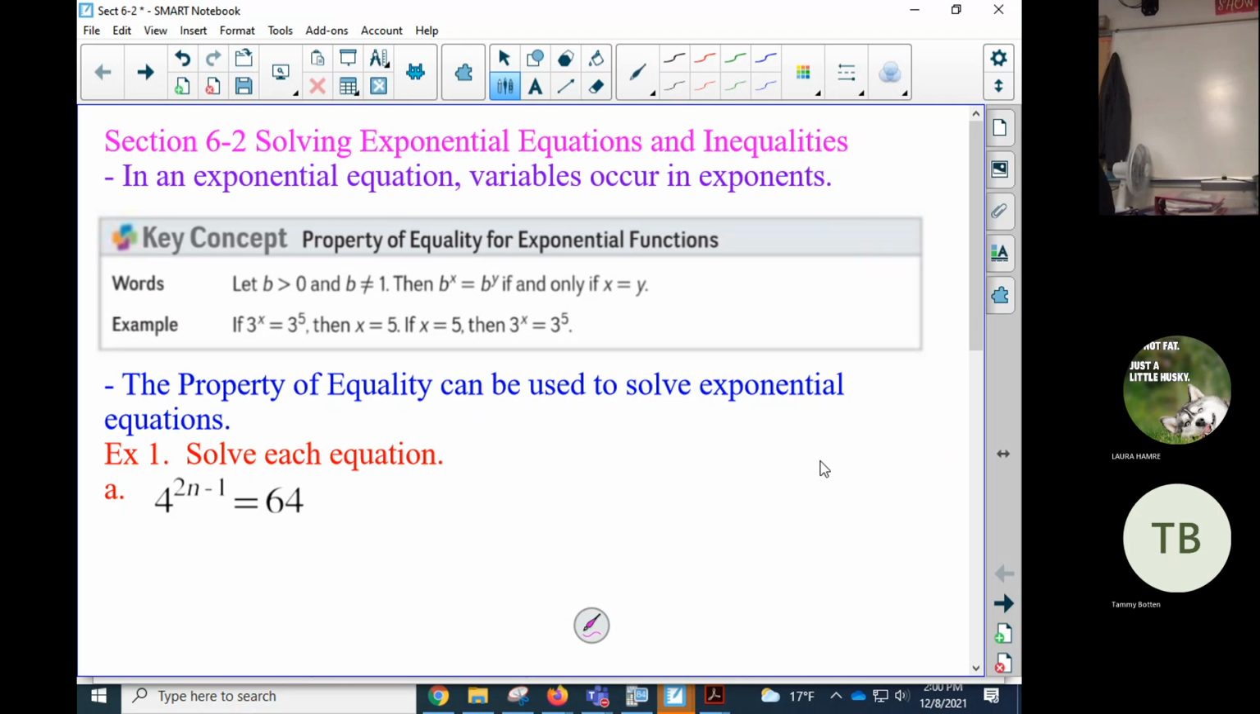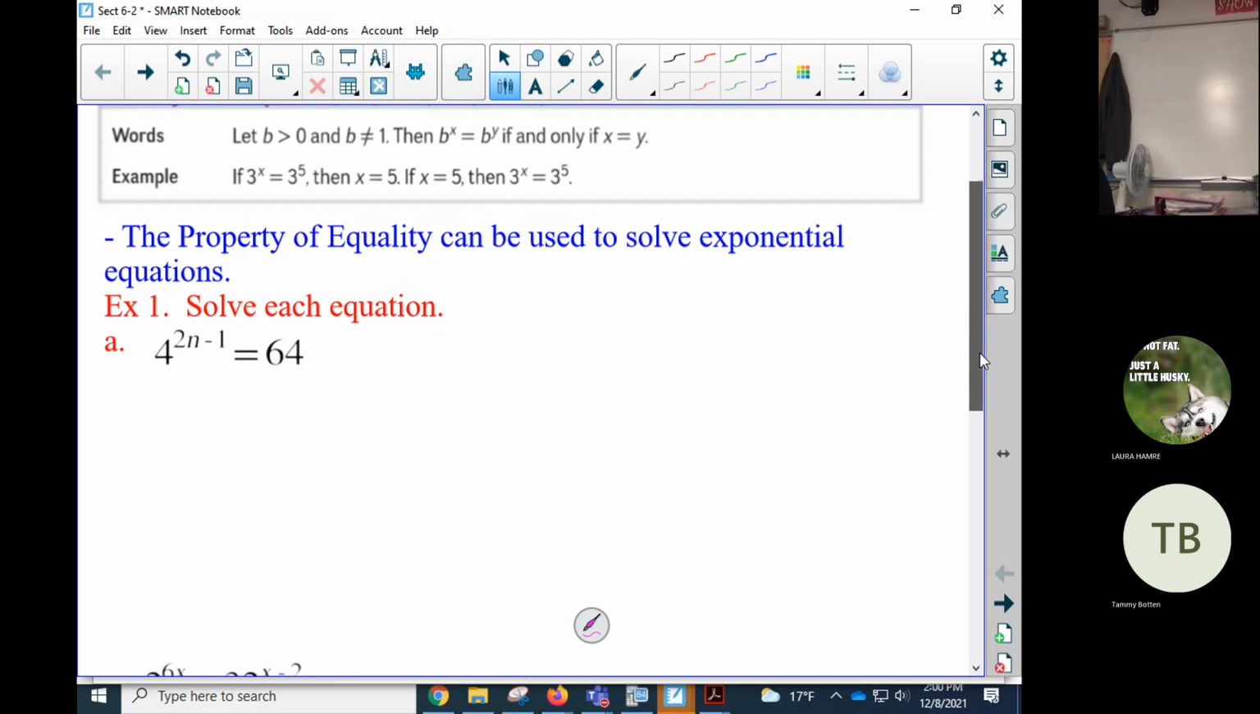Does everyone have the notes and the cheat sheet from yesterday? Yeah. So you're gonna want this side of the cheat sheet out, because we're gonna be using this a lot today. Okay? This side. Okay? All right. So today what we're going to be doing is solving exponential equations and inequalities. And then we're also going to do a little bit more with some exponential growth and decay equations.